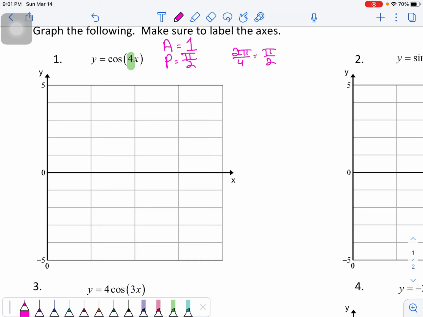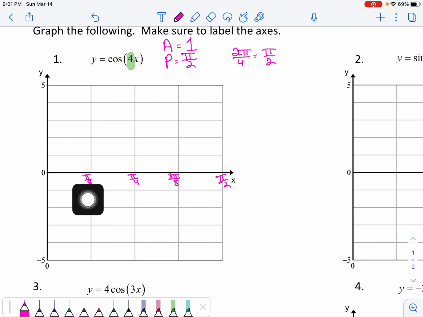So on the x-axis, I'm going to put the pi over 2 here. Okay, so this is 1, 2, 3. This is my 4th space out. Now I'm going to take this pi over 2 and chop it in half. So half of pi over 2 is pi over 4. Half of pi over 4 is pi over 8. And then to find the third interval here, I'm going to take the first one, which is pi over 8, and multiply it times 3. So 3 pi over 8.